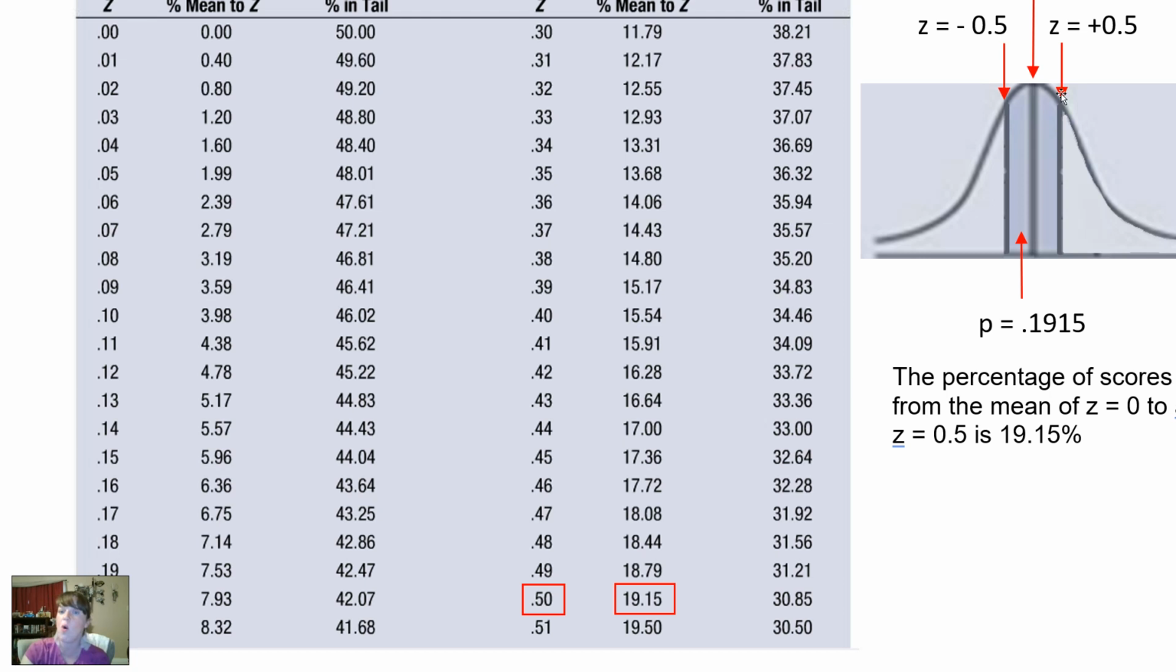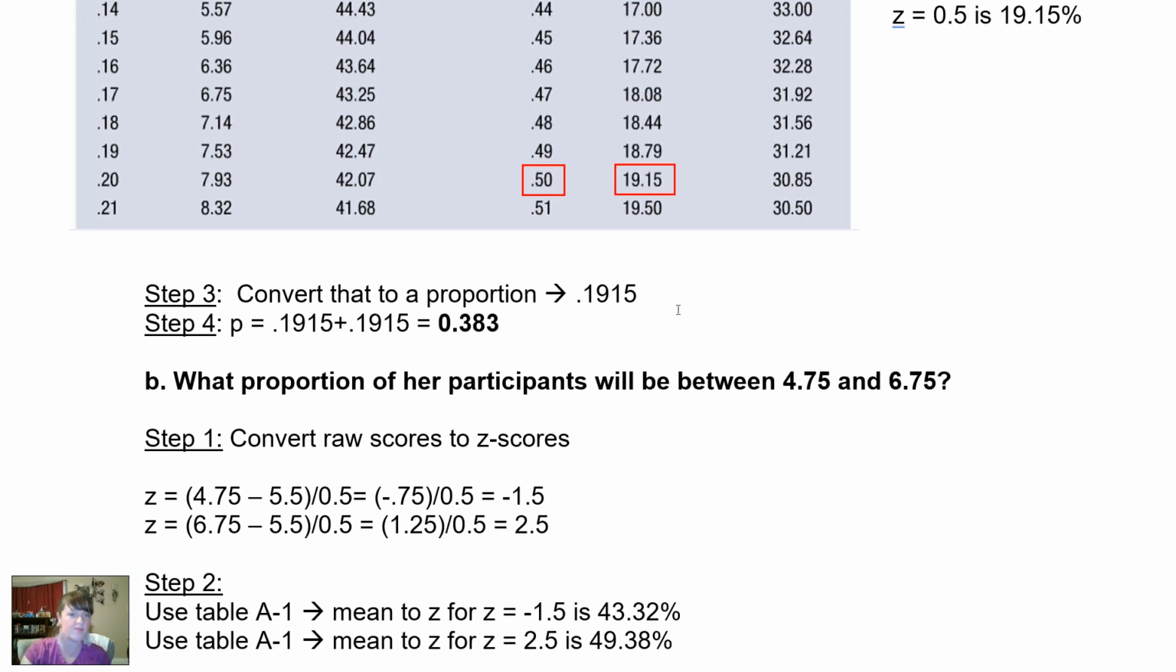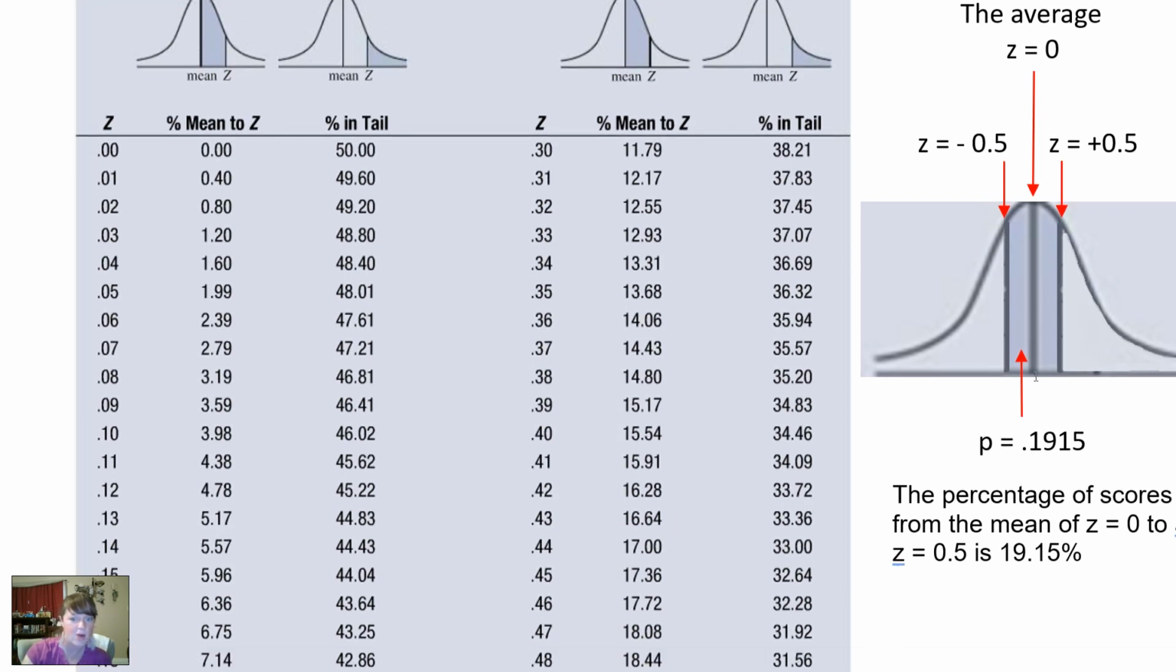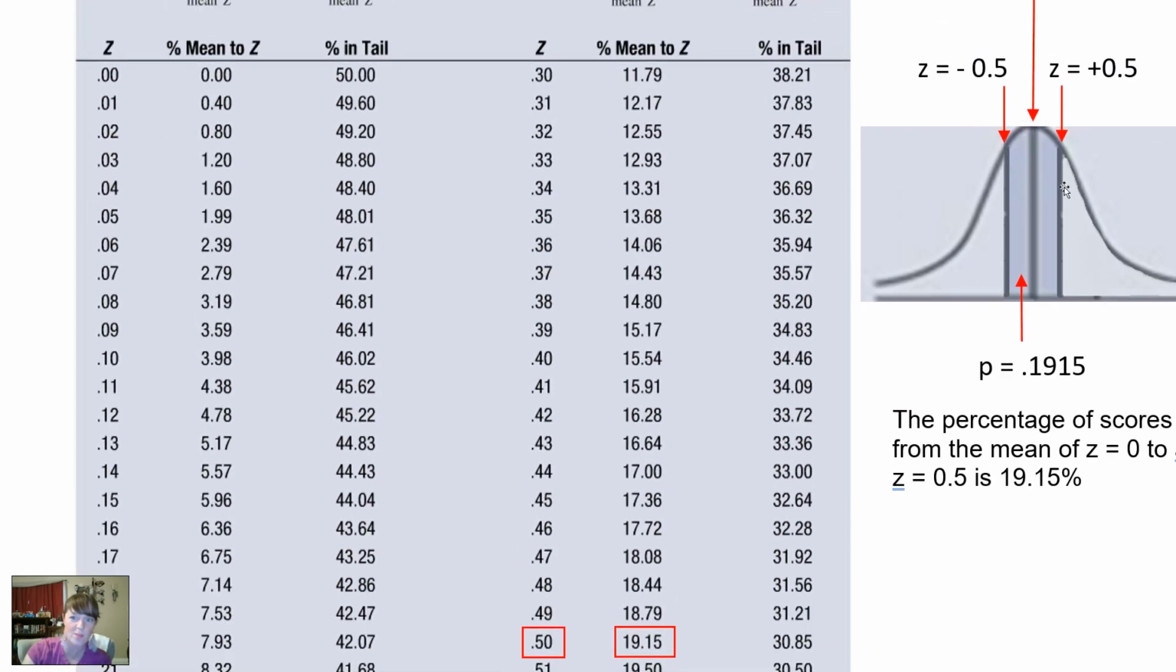So if I want to know this whole area, what am I going to do? Add. I'm just going to add them together. So the total proportion of people between a score of positive 0.5 and negative 0.5 is going to be 0.1915 plus 0.1915, so a total of 0.383 proportion. So if we look at this graph, yeah, just over a third of all the people are in here. Just over a third of all the people are between a score of positive 0.5 z-scores and negative 0.5 z-scores.